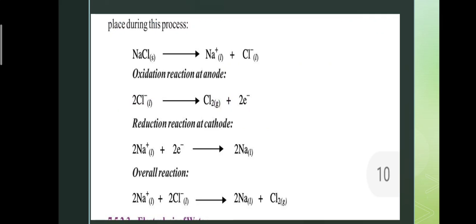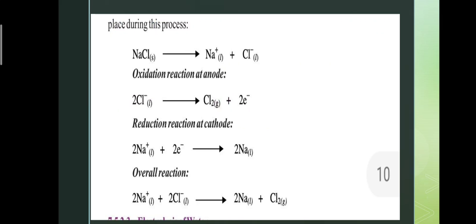Oxidation reaction at the anode: chloride will lose an electron and will convert into Cl2, and 2 electrons will be lost. And the reduction reaction at the cathode, in which sodium ion will gain an electron and convert into sodium. So the overall reaction is that sodium chloride will be changed into sodium and chlorine.